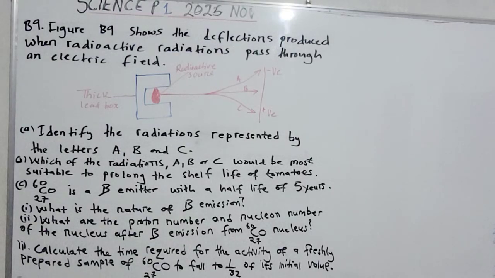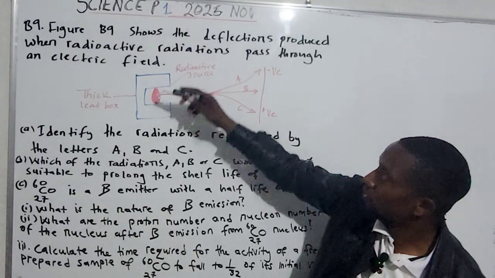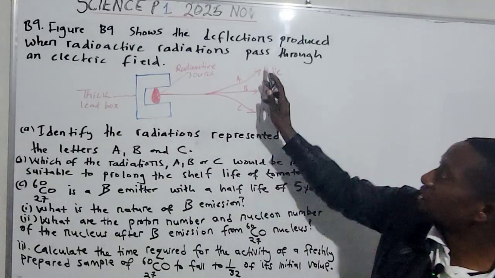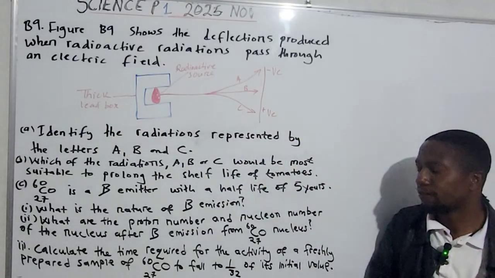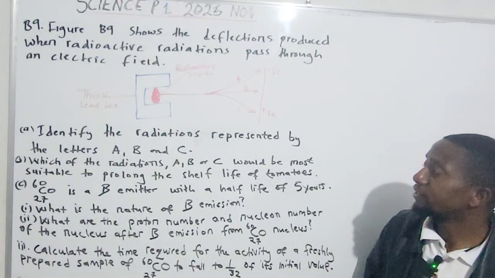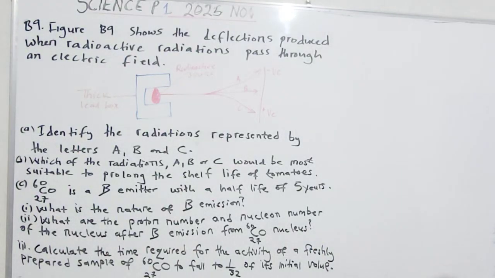All right. Then, looking at our question there, they're saying figure B9 shows a deflection produced when radioactive radiation passes through an electric field. Okay, so we have the radioactive source, we have a lead box, and we have these other three radiations.